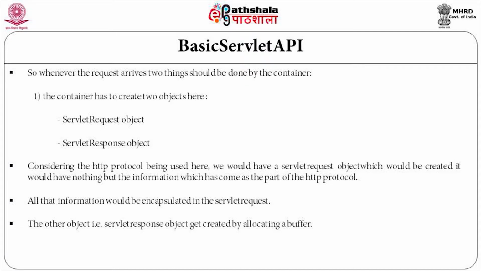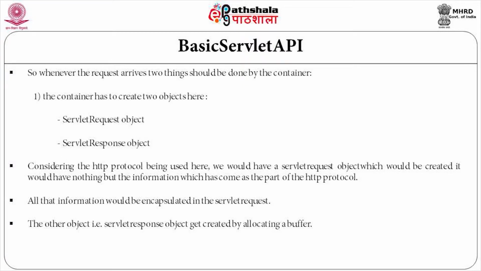So, whenever a request arrives, two things would be done by the container. The container has to create two different objects. One is the object of servlet request and another is the object of servlet response. What are these two objects? Considering the HTTP protocol being used here, we would have a servlet request object which would be created. It would have nothing but the information which has come as part of the HTTP protocol. All that information would be encapsulated in the object of servlet request. So, that is one object which would be created.